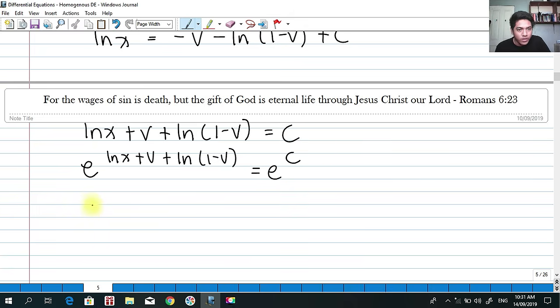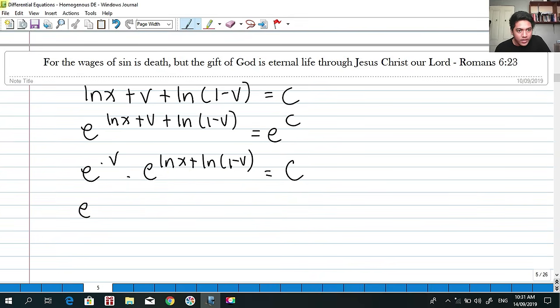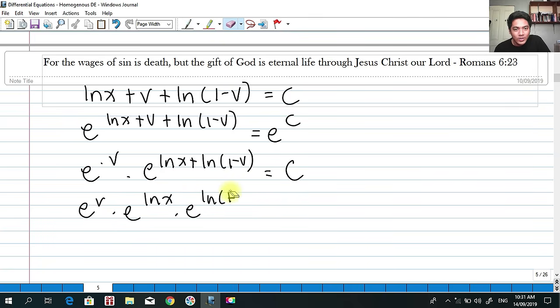This would be equal to e raised to v multiplied by e raised to ln of x plus ln of 1 minus v, okay, is equals to c, still c, okay? And we know also that e raised to v plus e raised to ln of x times e raised to ln of 1 minus v. I forgot to actually rewrite this in terms of properties of exponents.